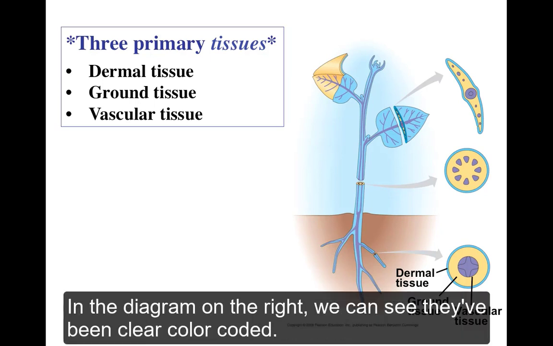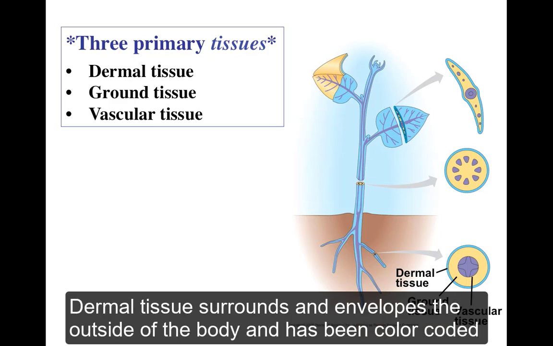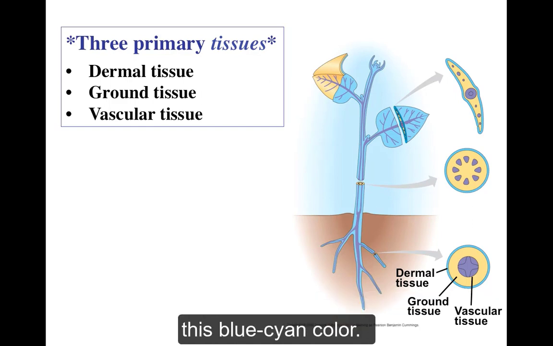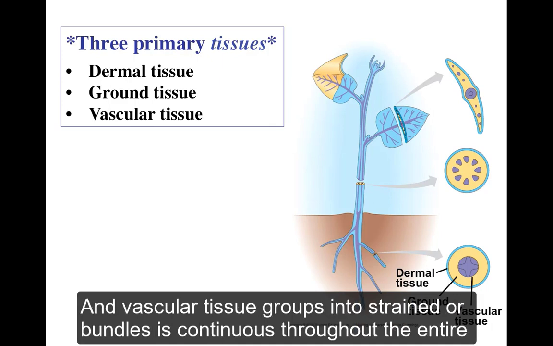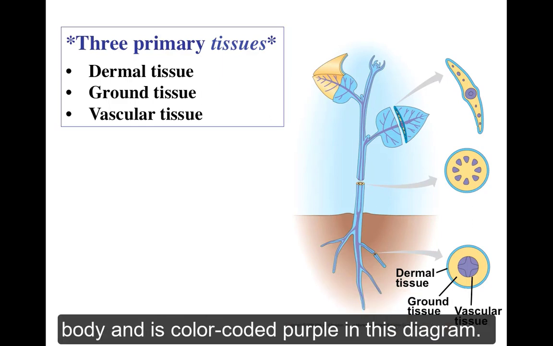In the diagram on the right, we can see that they've been color-coded. Dermal tissue surrounds and envelops the outside of the body and has been color-coded this blue cyan color. Ground tissue is color-coded yellow and fills the middle of the body, and vascular tissue groups into strands or bundles, is continuous throughout the entire body, and is color-coded purple in this diagram.